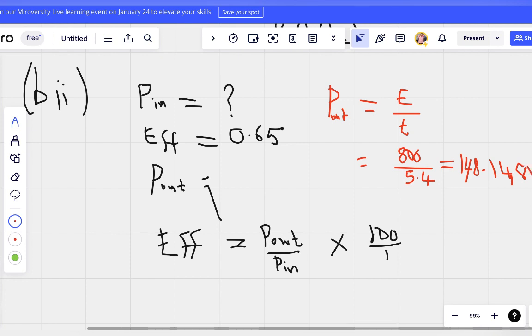Now that we have our output power, we can calculate our input power, because efficiency is the output power divided by input power. P out divided by P in, that's efficiency, right?